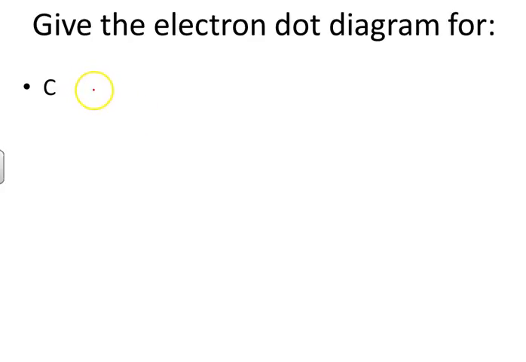Carbon comes next. Carbon has 6 electrons. This is going to be abbreviated if you look at your periodic table. Helium, 2s2, 2p2. So this is 2 electrons plus 2 is 4, plus 2 more is 6 electrons.